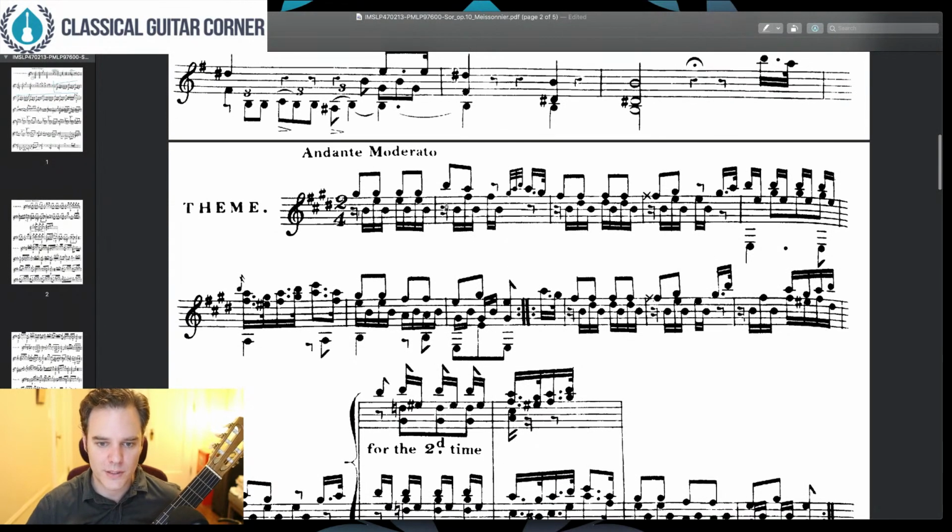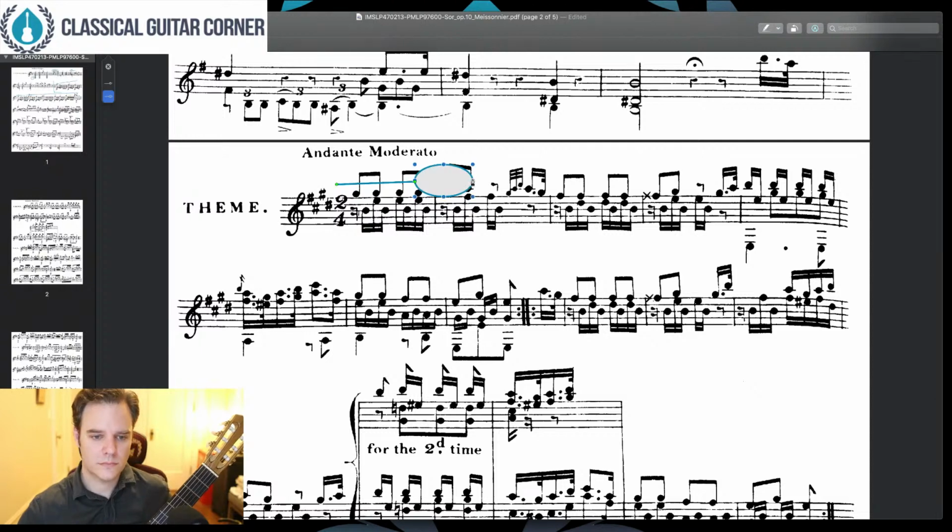I apologize for the little mistakes here and there. Now, non-chordal tone. Is it? Well, not really, actually, but we're doing a dissonance to consonance.